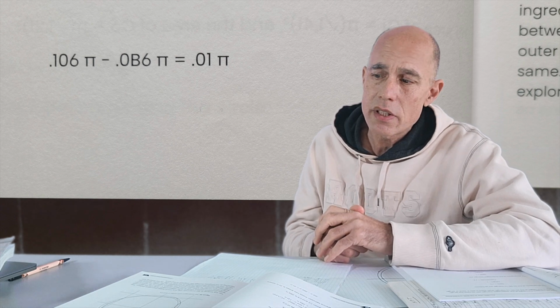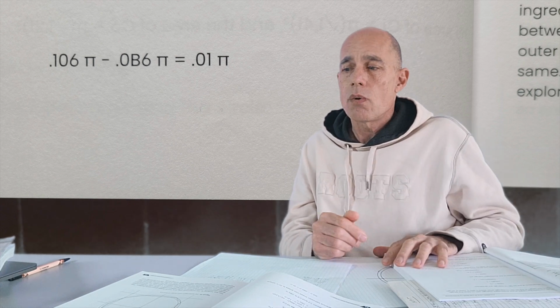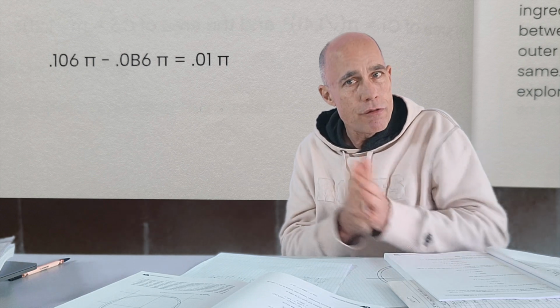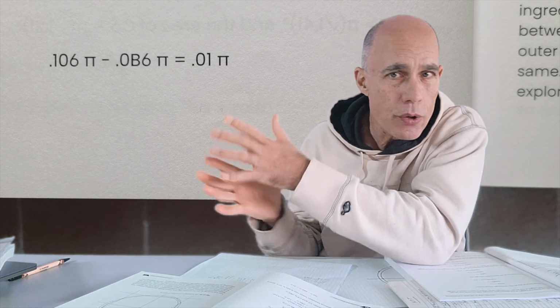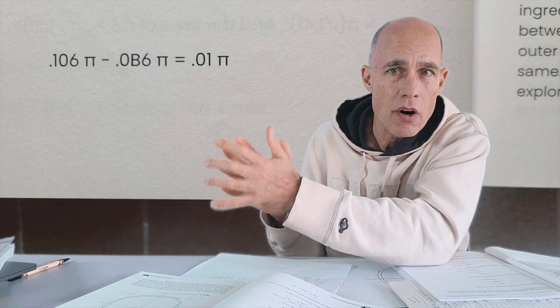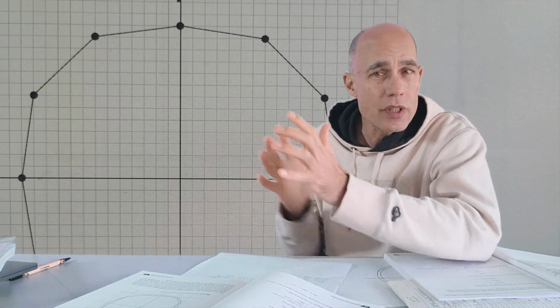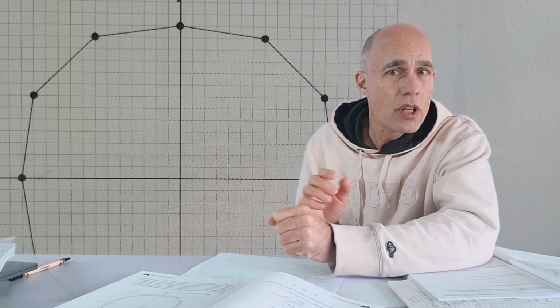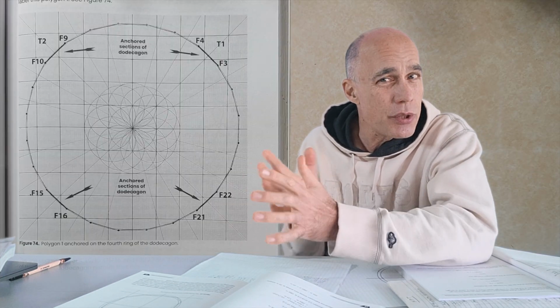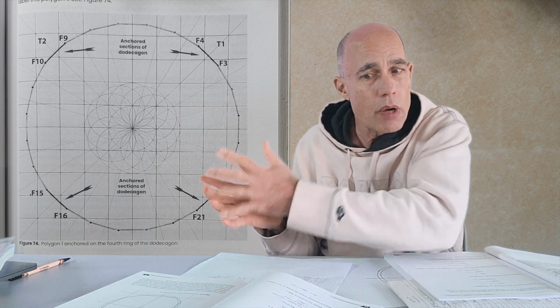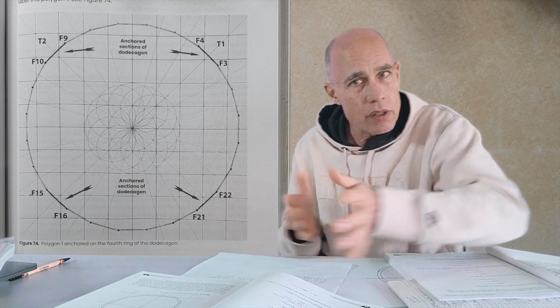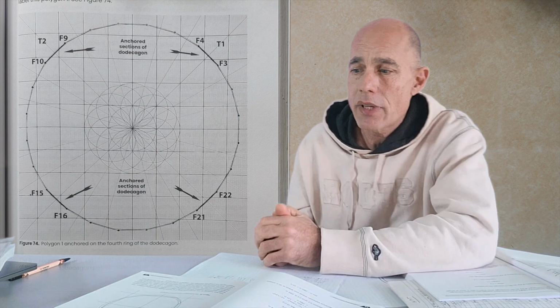Actually, the next step in the diagram is we're going to move to the fourth ring, and we're going to see how we go through the process of changing our irregular dodecagon, where all the outer points aren't the same distance from the center, to a regular dodecagon. How do we do that? We'll just go through that process and explore as we progress through the book. But I think that's it for this video.